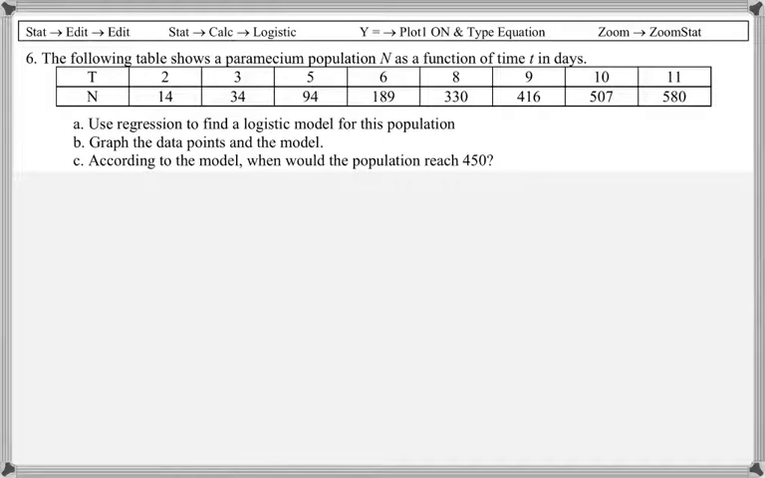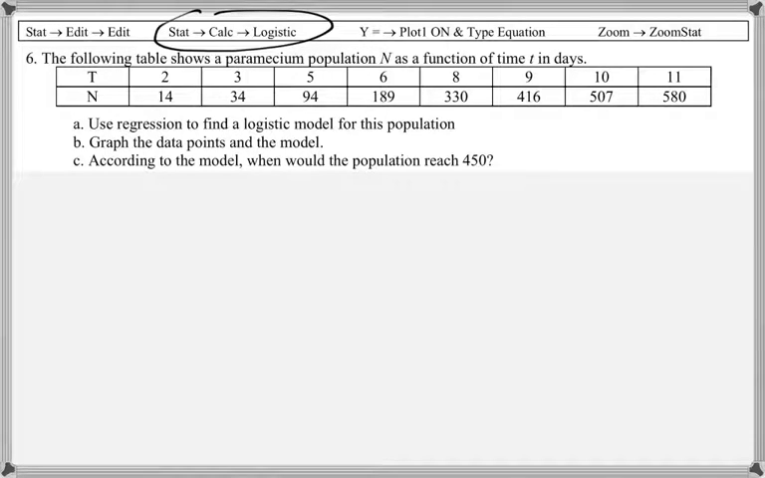Question 6 wants us to do a logistic regression. So really the only thing that's different is that we need to select logistic. So I'm going to type in the data. And then do stat calc, and logistic is letter B on my calculator.